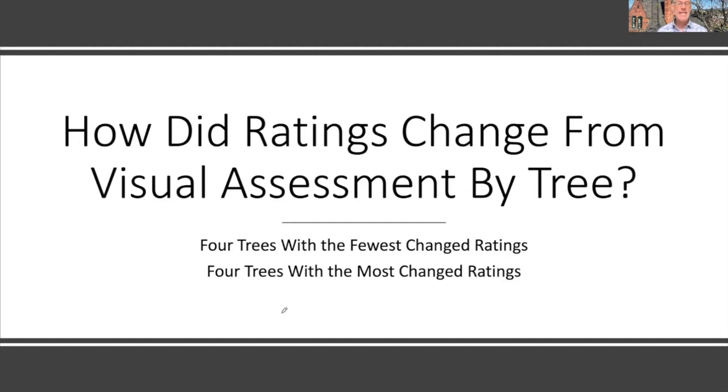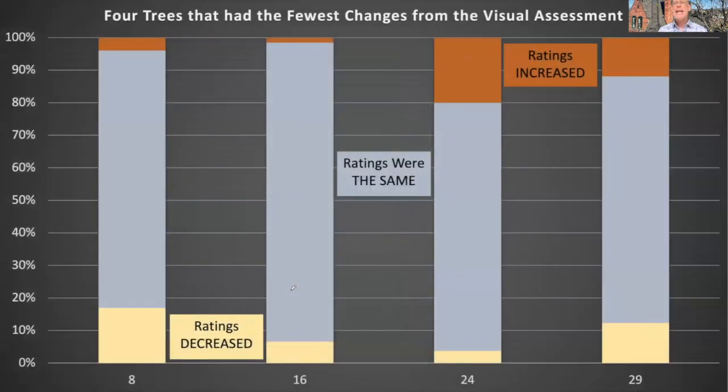Let's look in a little more detail now. First, looking at trees that did and did not present some challenges. And then we'll do the same thing with assessors who did or did not present challenges in terms of the likelihood of failure rating changing. So there are 4 trees that had the least number of changed ratings, and then there were 4 trees that had the most number of changed ratings. Same color scheme as the previous slide.